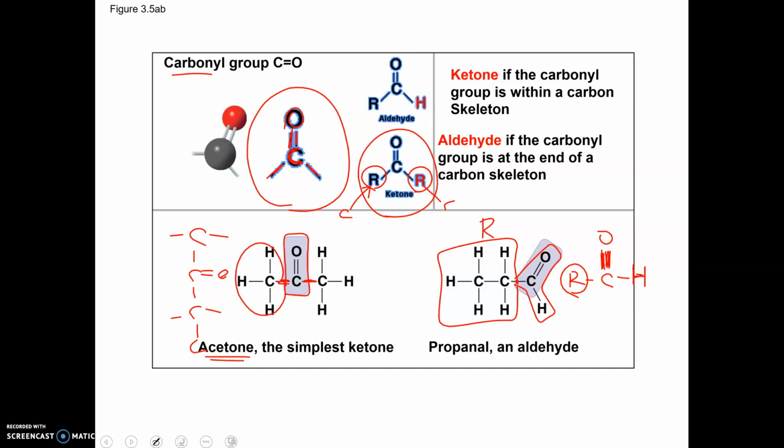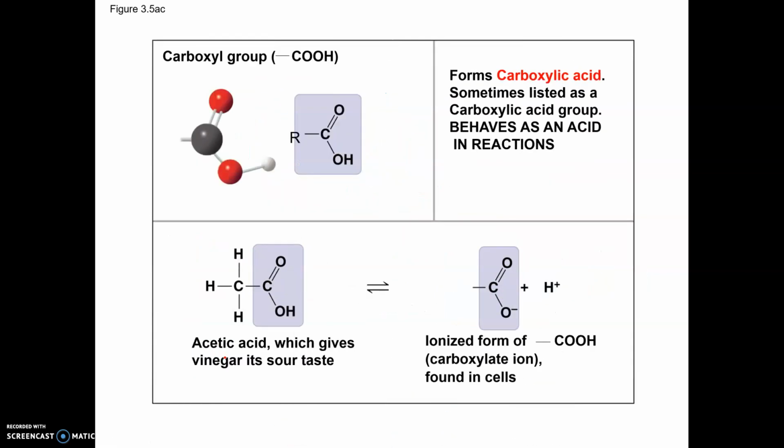So both of these are carbon double bonded to oxygen. If it's in the middle of a carbon compound with carbons on either side, this is a ketone. If it's on the end, the right, the left, the top, but it's sticking off of a carbon compound like this, it's an aldehyde. Ketone, aldehyde. By the way, another example of an aldehyde is formaldehyde that they use to preserve things. Acetone is nail polish remover, so that's an example of a ketone.